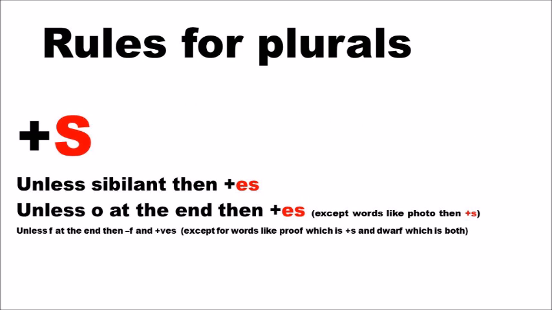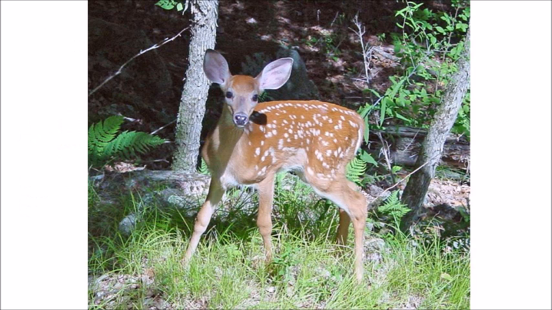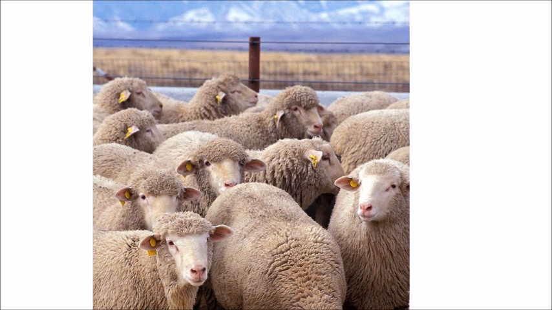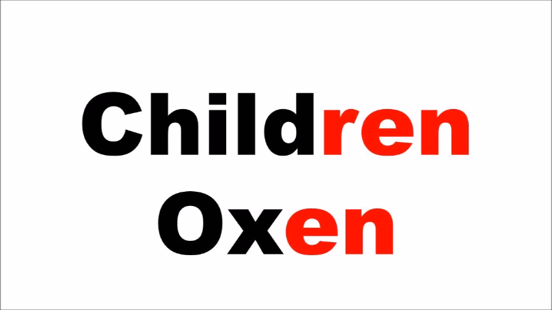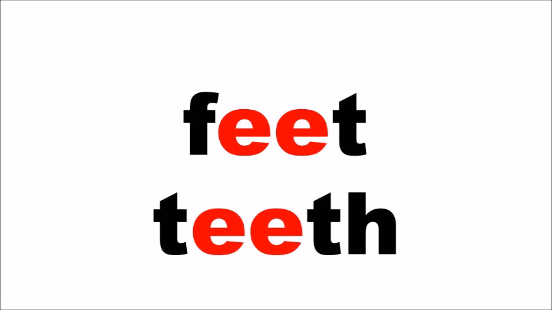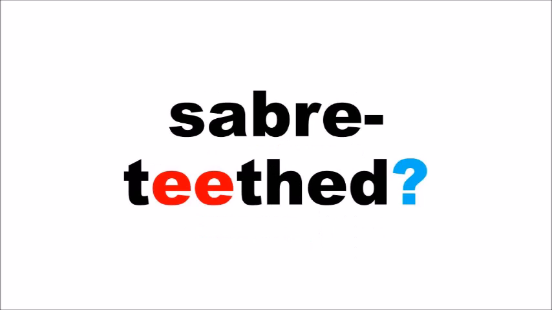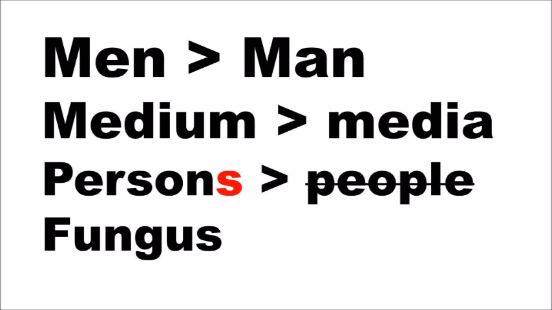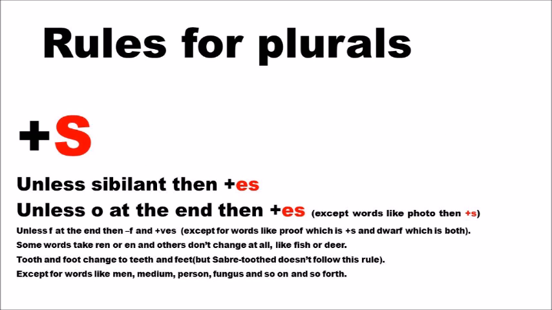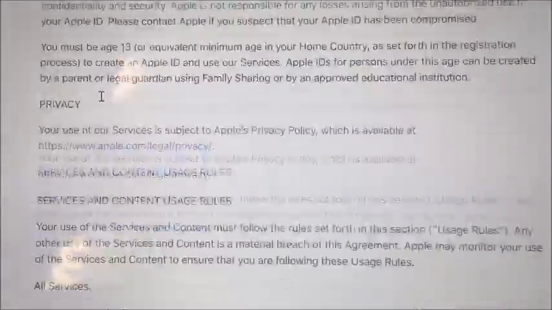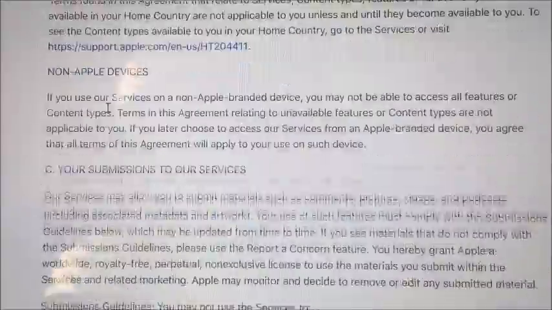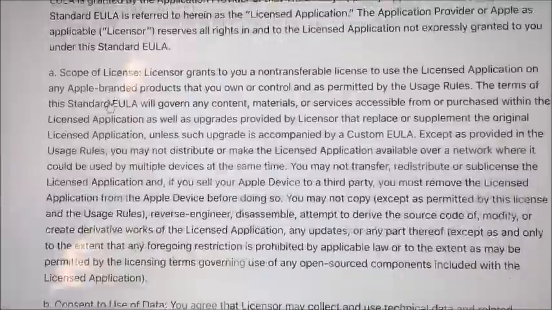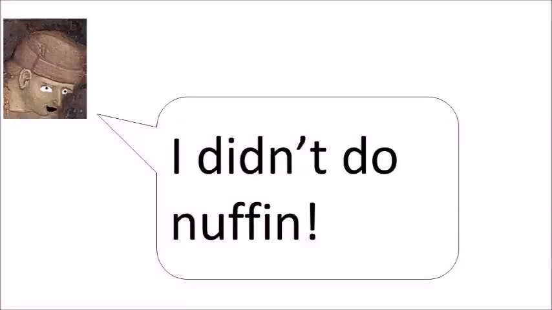Got it? It's simple. There are just a few more things I forgot to mention, like deer or sheep, which don't change at all. Child and ox, which take ren and n, respectively. Foot and tooth become feet and teeth. But note, saber-tooth doesn't become saber-teeth. Finally, man becomes men, medium becomes media, person becomes people or persons, fungus becomes fungi, and so on and so forth. Simple, right? Actually, it's not simple at all. The rules are legion and read a bit like Apple's terms and conditions. It's a miracle that anyone manages to master them at all. Does anyone complain about this being illogical? No. No one does. But you used a double negative, so off with your head.